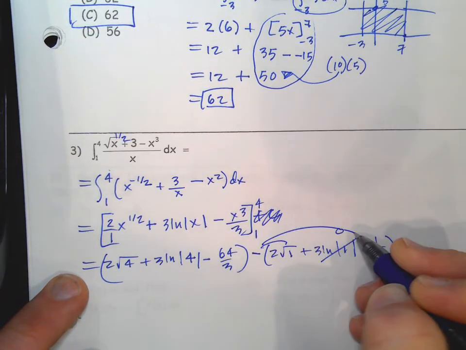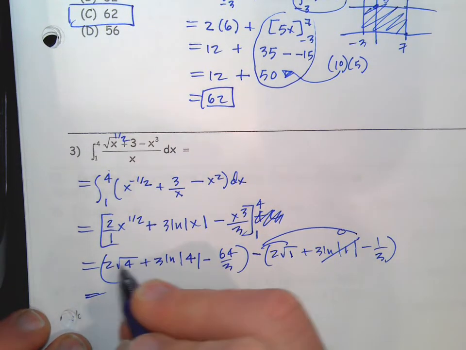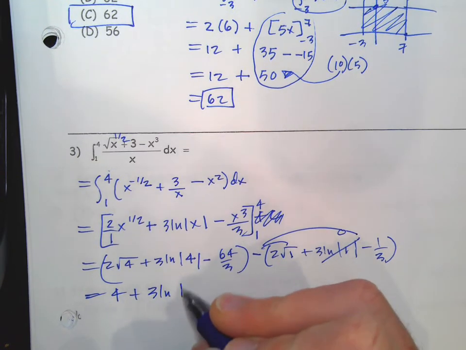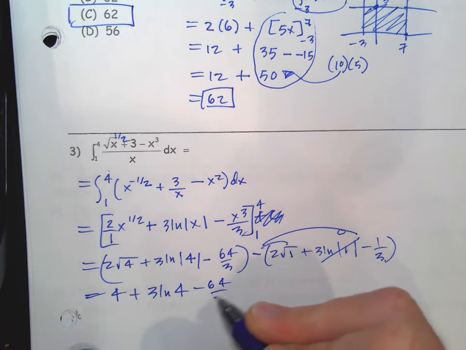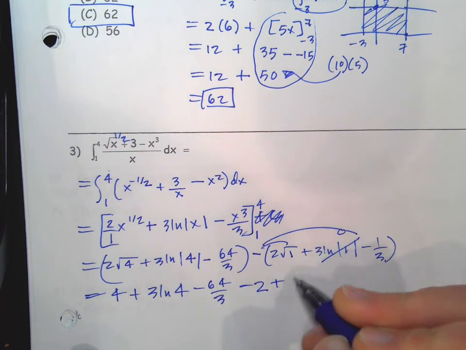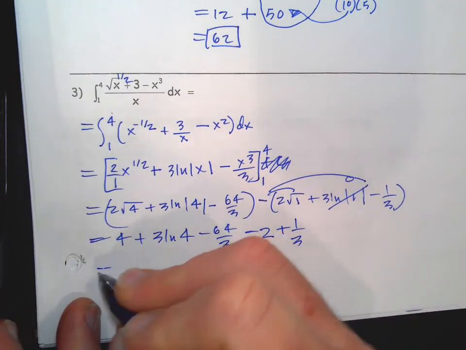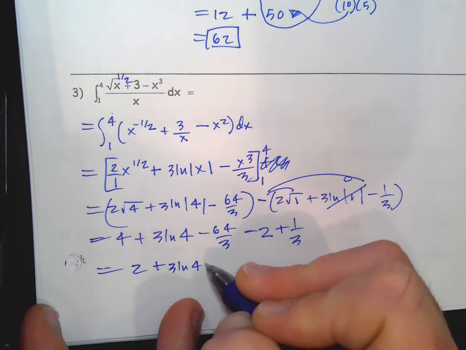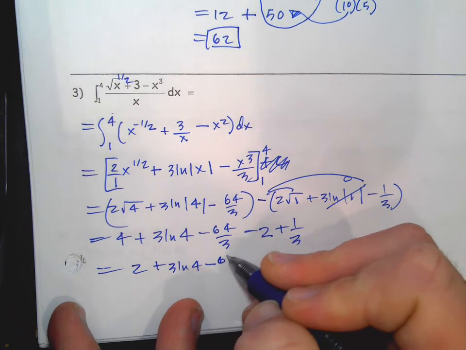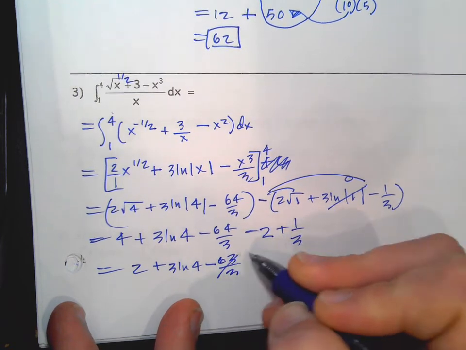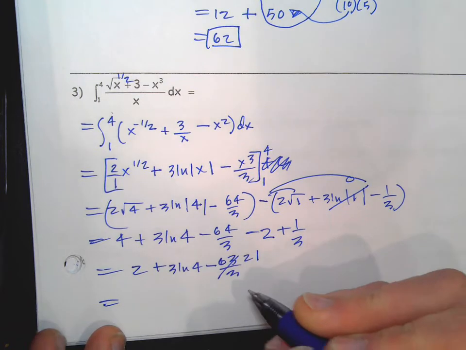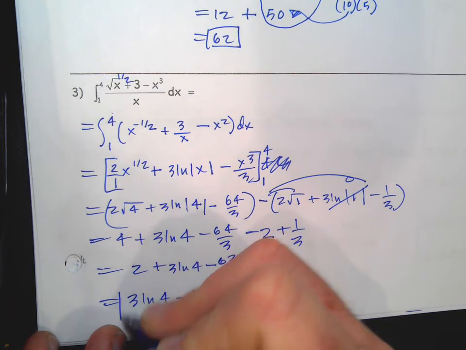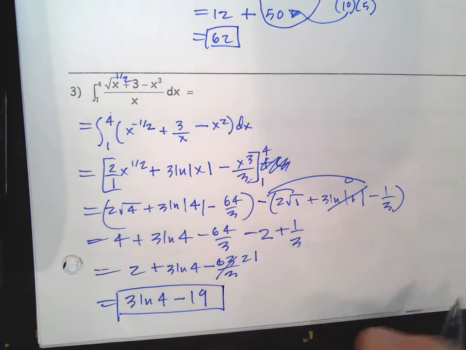We've got to distribute this subtraction. So this is 2 times square root of 4 is 4, plus 3 natural log of 4, plus 64 thirds, minus 2, plus 1/3. So we're going to get 2 plus 3 natural log of 4, and then 63 thirds once we add that 1/3. So that's 21. So it's going to be 3 natural log of 4 plus 23, which is one way to write that answer.